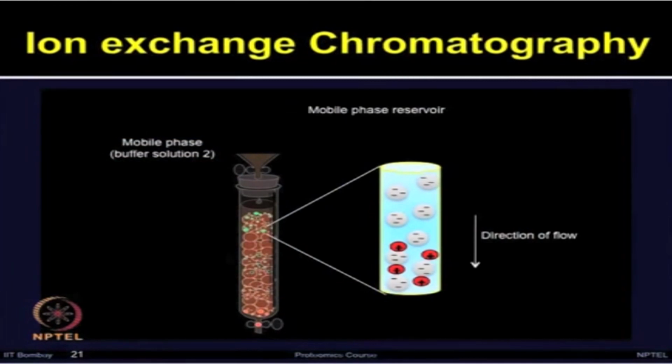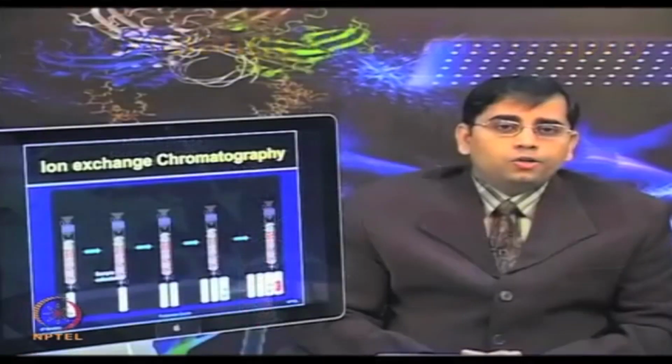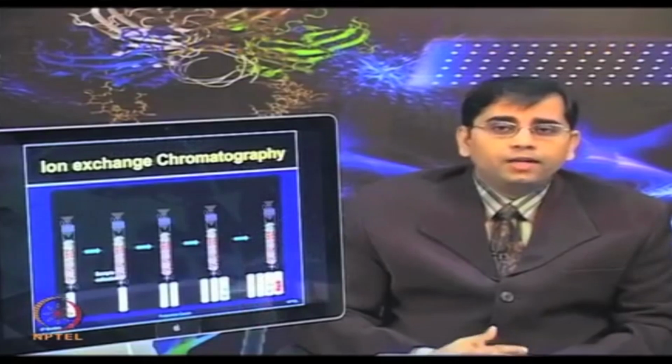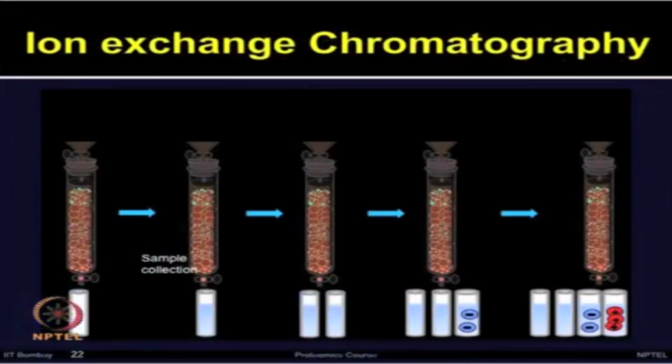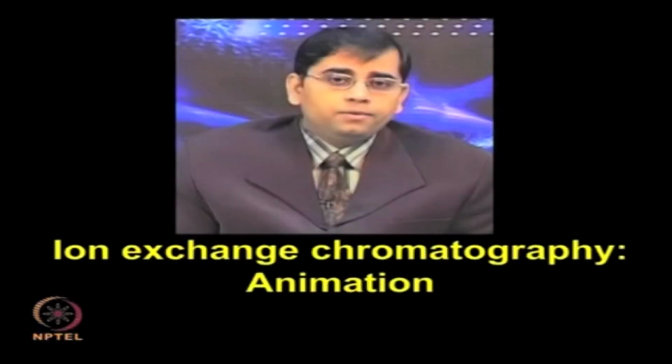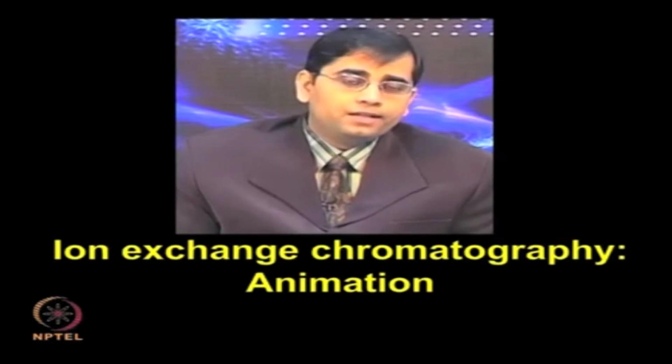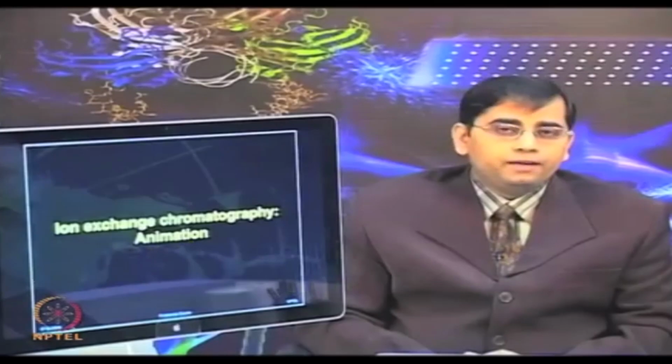Now, the buffer solution is changed so that the net charge of the protein of interest can be modified and it no longer binds to the ion exchange resin. Therefore, the bound protein can be eluted out as shown in this slide. If you have a negatively charged protein, it gets eluted first and will be present in the initial fractions, while the positively charged protein that bound to the column will be eluted in the later fractions, or it will be vice versa. So, let me describe how ion exchange chromatography works step by step in the following animation.